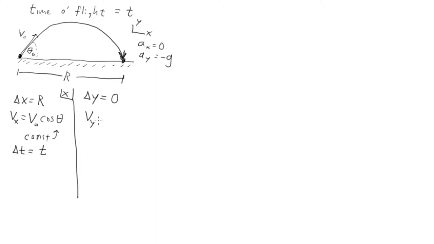So Vy, now there is acceleration in the y direction, so we will have to deal with a changing y velocity. So all I can say is the initial y velocity is going to be V naught times sine theta, and that's just the component breakdown of this into x and y. Okay, acceleration in the y direction is negative g, and then delta t, as over here, is t.